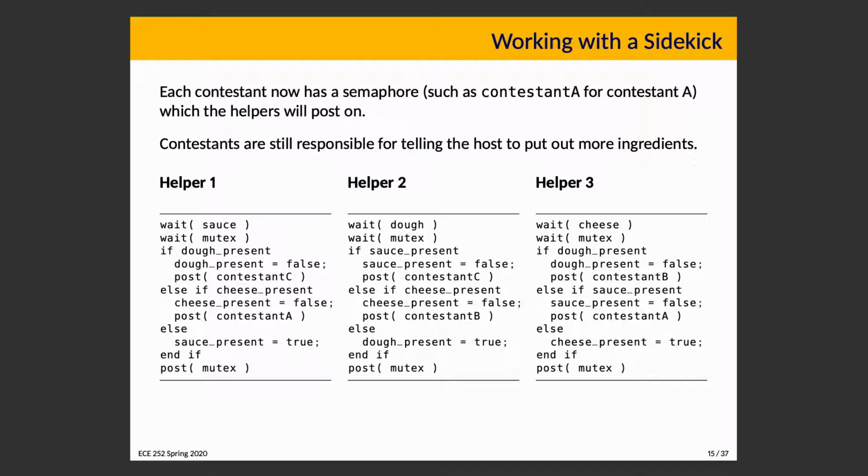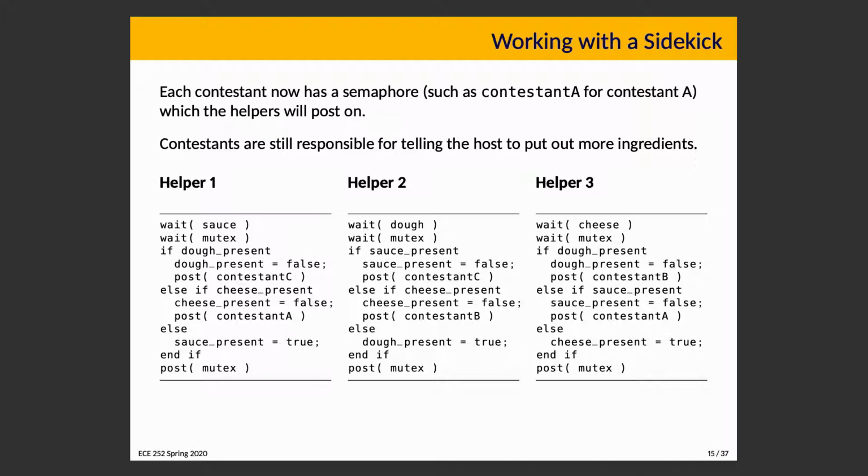So when sauce is put out on the table, helper 1 is activated. And in that case, helper 1 waits on the mutex, the one that's used to control access to the shared Boolean variables. And when allowed to proceed, if dough is present, then the helper marks dough as being not present and tells contestant C it's your turn because sauce and dough are presently available, and says, yep, contestant C, you're on.